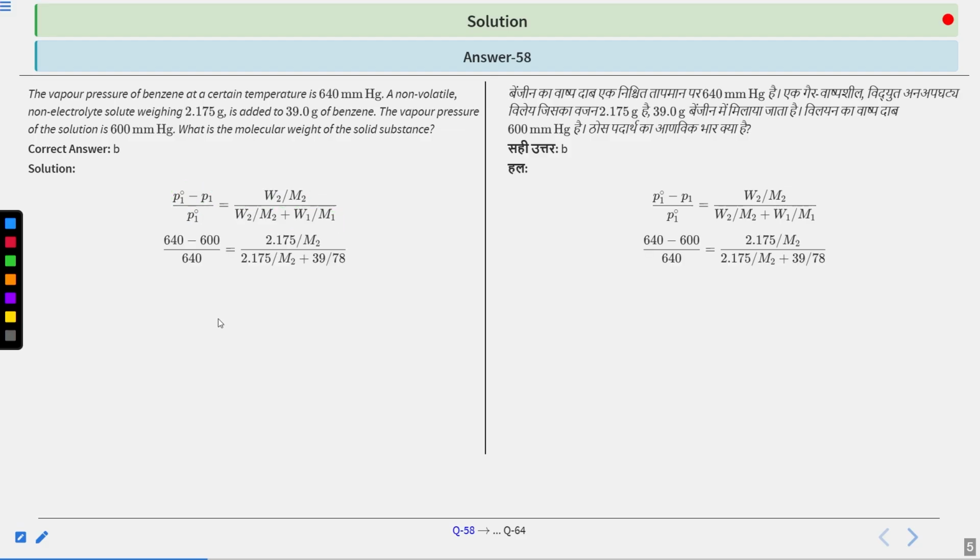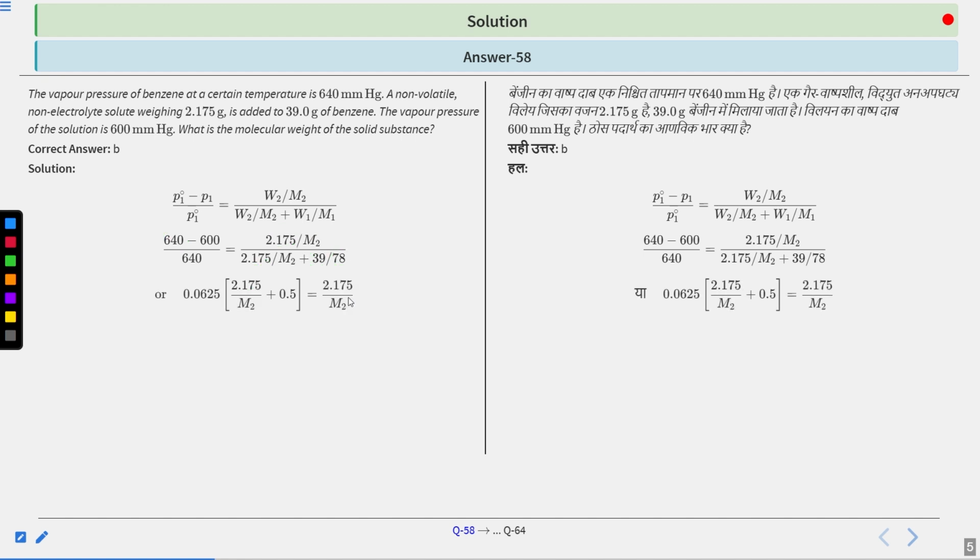If you put the values of the given symbols, then you will get 640 minus 600 by 640. Here we have the weight of the solute as 2.175. M2 is being assumed to be the molar mass of the solute, or the molecular weight of the solute. This is again the weight of the solute. Now we know that the benzene mass is 39 and the molecular weight of benzene is also known, 78. You can easily calculate it. C6H6 is the formula, so 12 into 6 plus 6 into 1, you will get 78.